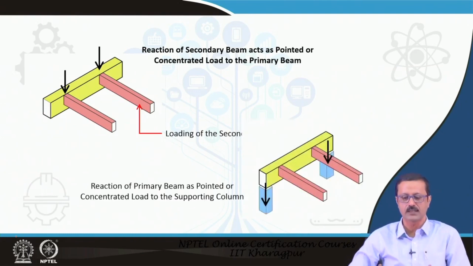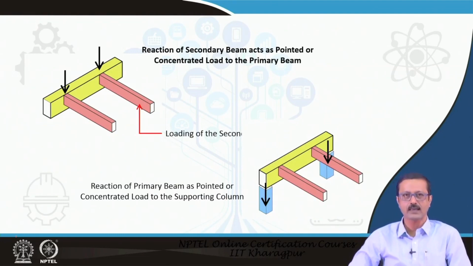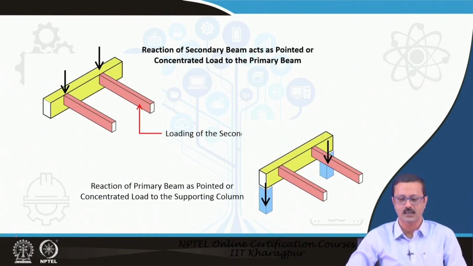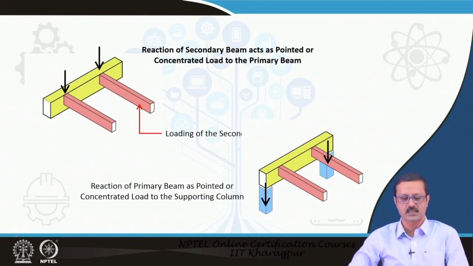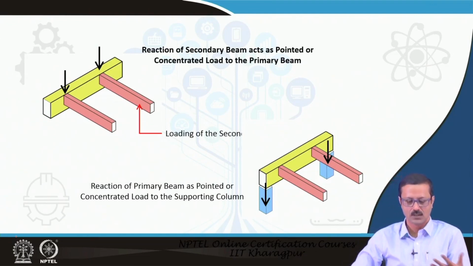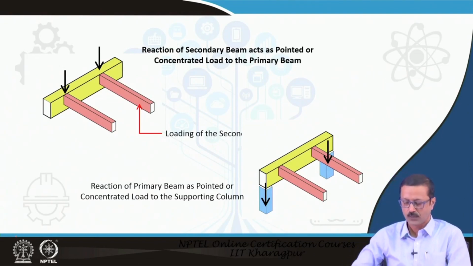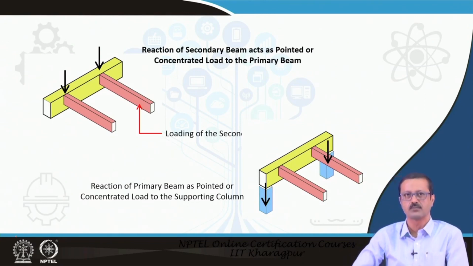After that transfer, and with the other loads that will definitely be there, the primary beam takes the load, and the reaction of the primary beam will act as a pointed load on the supporting column, which is mentioned over here in blue color. So the load is transferred from the secondary beam to the primary beam and from the primary beam to the supporting column. We will discuss this in much more detail in the 4th week of our lectures, when we discuss loading and the grid pattern of a building and how the loading is analyzed.